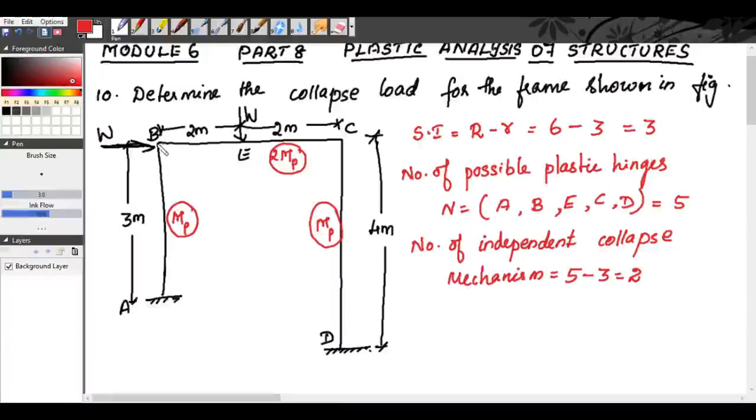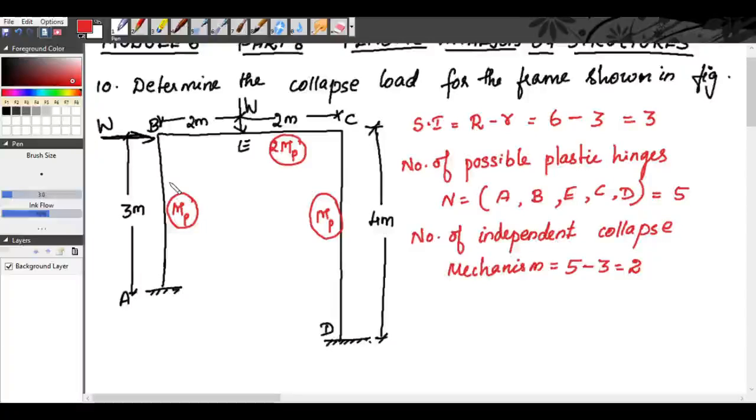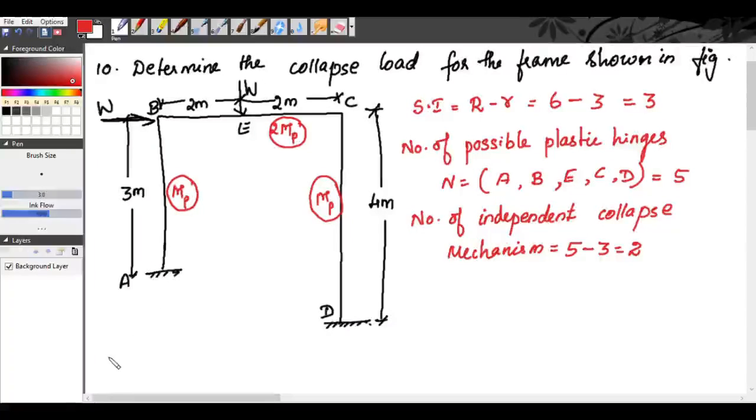Beam mechanism for the span BC. Then here we don't have any other loads. We have loads only at the joint, so we will have only the sway mechanism. So the two independent mechanisms are the beam mechanism and the sway mechanism. First of all, we will see mechanism 1. So our mechanism 1 is the beam mechanism.